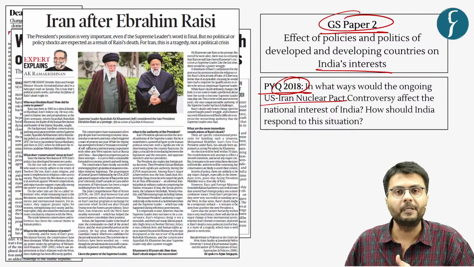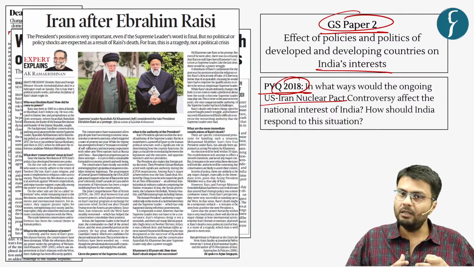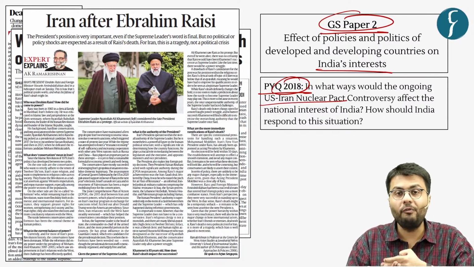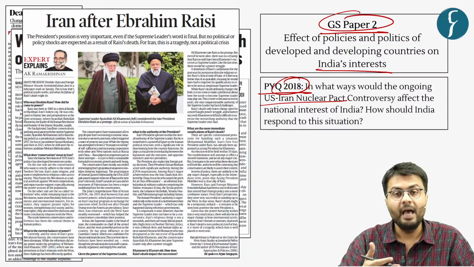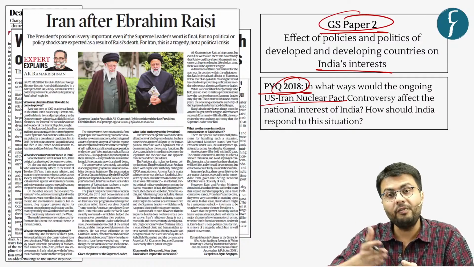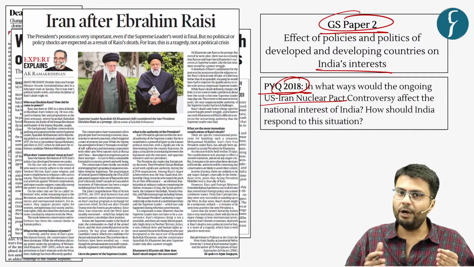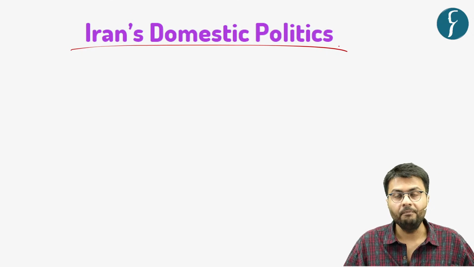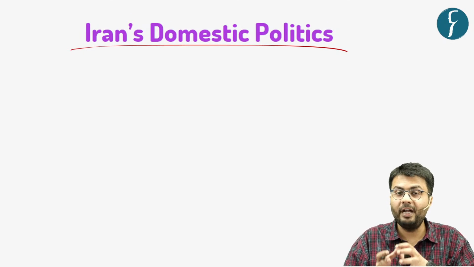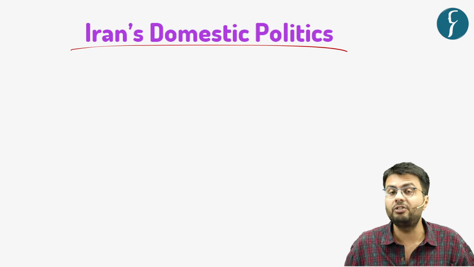pact controversy. So in this regard, we'll discuss how the death of an Iranian president affects the interest of the Middle East, and then how it affects the interest of India in general. But first, let us understand Iran's domestic policy, because this politics affects Iran's foreign policy in general.